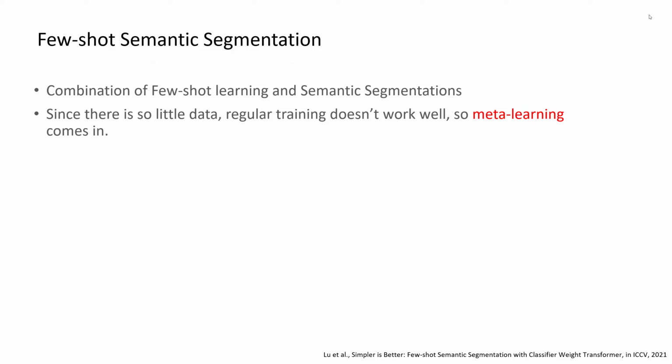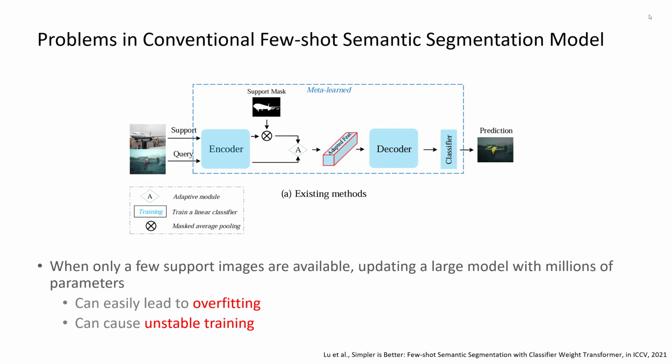Since there is so little data, regular training doesn't work well, so meta-learning comes in. It teaches the model how to quickly adapt and make accurate predictions. Most few-shot semantic segmentation models are comprised of a CNN encoder, CNN decoder, and a simple classifier, and they train the whole thing with meta-learning to handle new classes well. Basically, the entire model learns from the support images and masks, then tries to segment the query image.